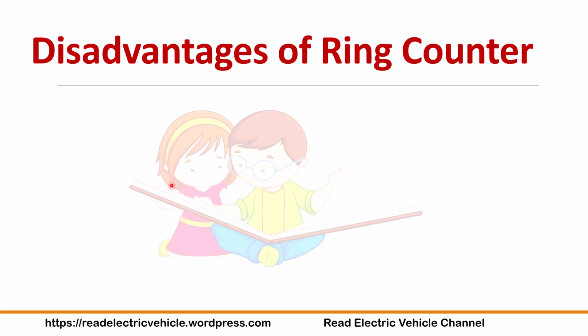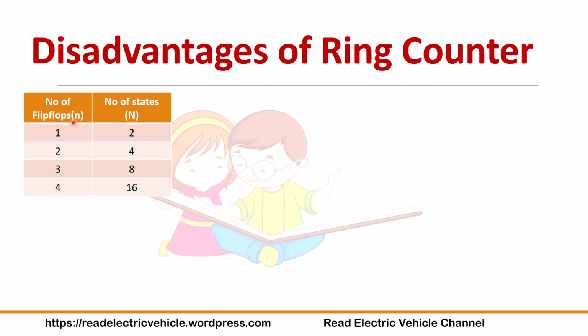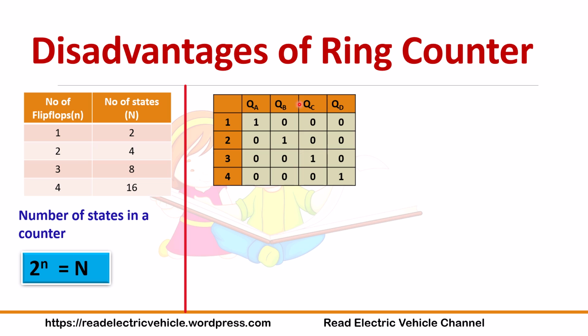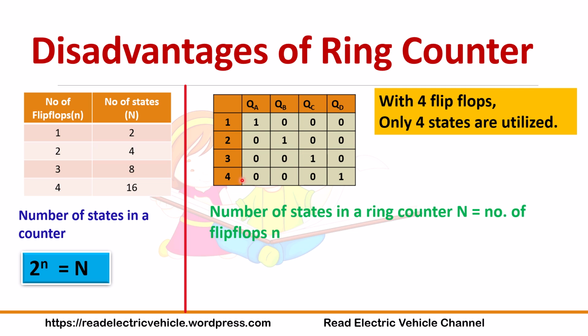So we have seen the working of the ring counter. But what is the disadvantage of the ring counter? Already we have studied counters where if you have 4 flip-flops, you can get 16 states, or you can count from 0 to 15. But in case of the ring counter, we are using the same 4 flip-flops but getting only 4 states. So with a ring counter, the number of states will be equal to the number of flip-flops.